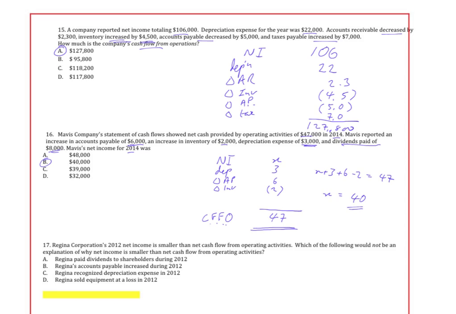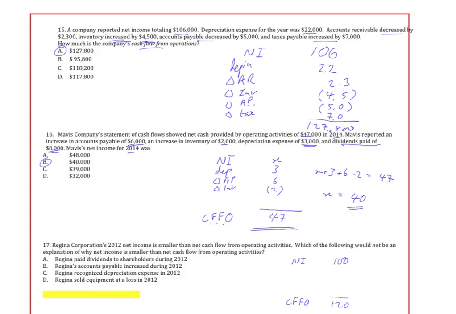And the last question here, 17. Regina Corporation's 2012 net income is smaller than net cash flow from operating activities. So say net income was 100, and it's smaller than net cash flow from operating activities, which perhaps was 120. Which of the following would not be an explanation?